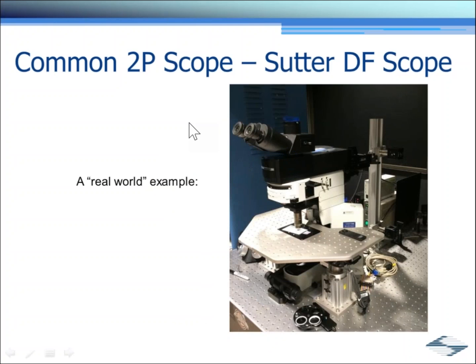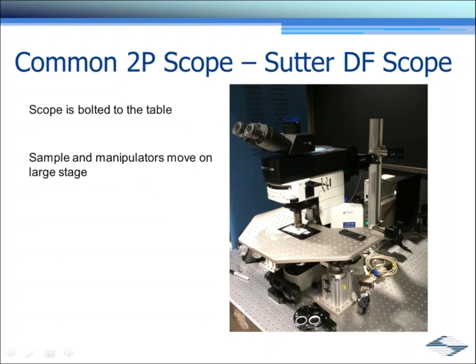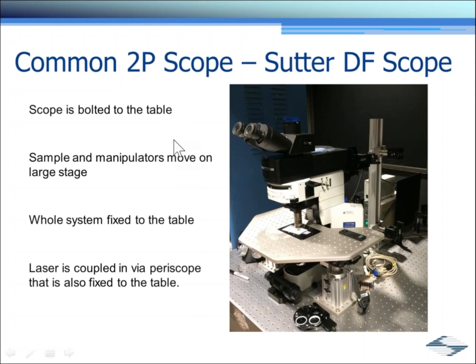Here is a real-world example. This is an instrument at Duke University. And if we look at this, we notice that the scope is bolted to the table. The sample and manipulators move on a large stage. The whole system is fixed to the table. And a laser is coupled in via a periscope, which is also fixed to the table. So there's no possibility here to move the instrument around because all the optics and the laser is fixed on the table. And there's no room for in vivo specimens, or at least very little room for in vivo specimens, depending on what your specimen is, underneath the objective.